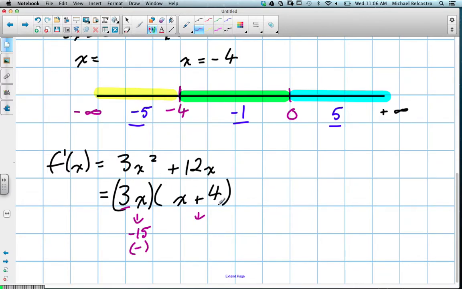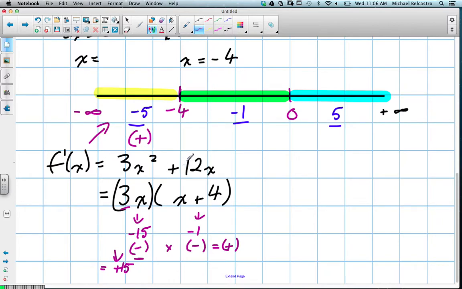And negative 5 plus 4 gives us negative 1, right? And again, I really just need the negative value. I know if I multiply negative 15 times negative 1, I'm going to get positive 15, but I'm really just focused on the positive. So a negative times a negative gave us a positive. So during this interval, our original equation was positive, which means it was increasing.